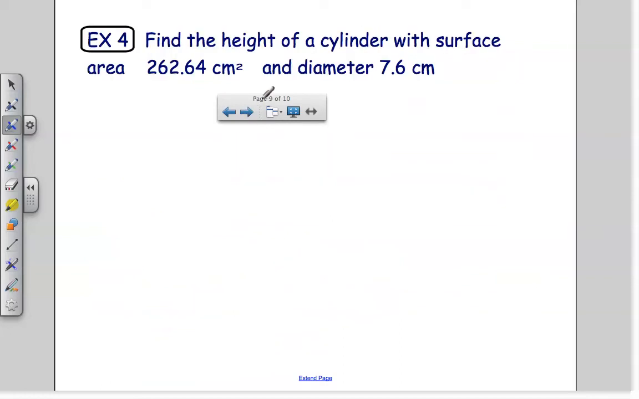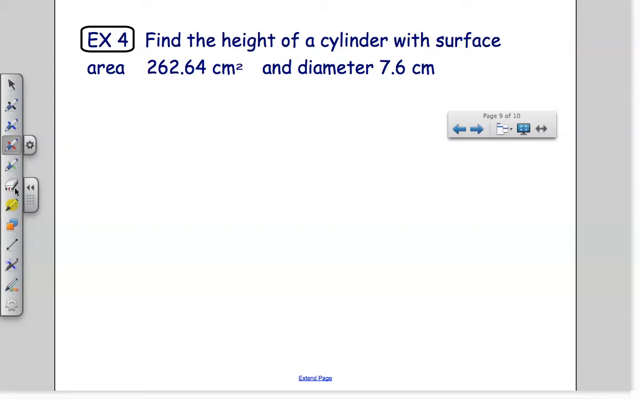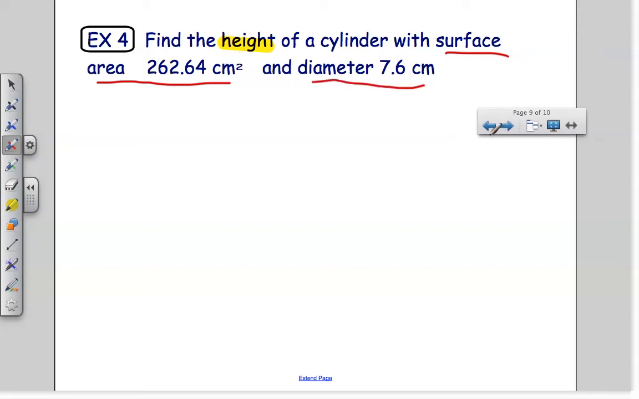I've got one more example of that for you: finding an unknown variable, which can be a little bit trickier. Find the height of a cylinder, so we don't know the height, with a surface area of 262.64 centimeters squared and a diameter of 7.6 centimeters.